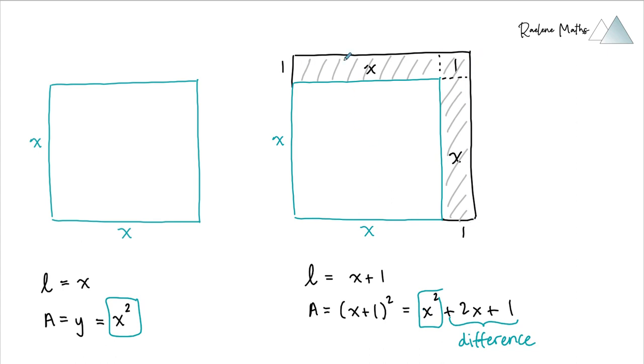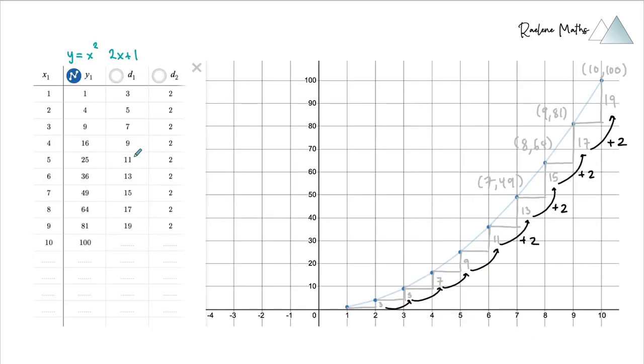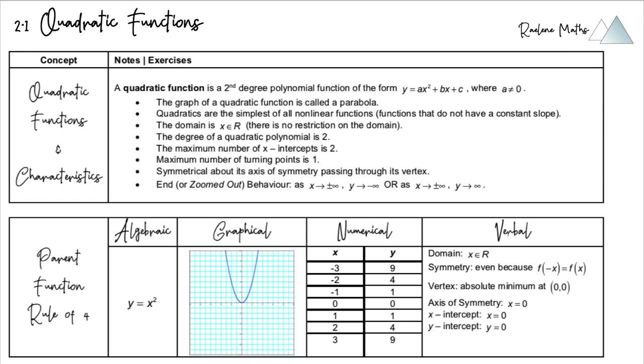In other words, all of the shaded area has an amount of 2x plus 1, and that's what's indicated here by this column, this 2x plus 1. Now that we have a pretty good understanding of the number pattern behind quadratic relationships, we're going to look at quadratic functions and their characteristics.